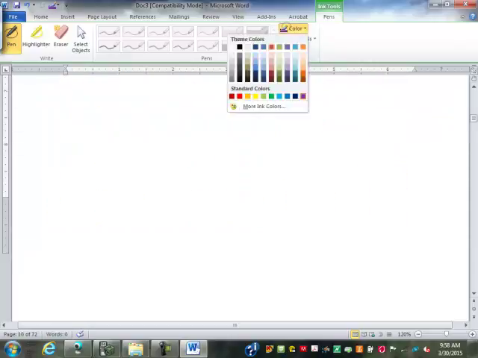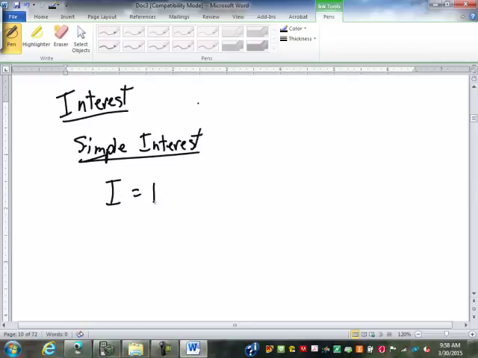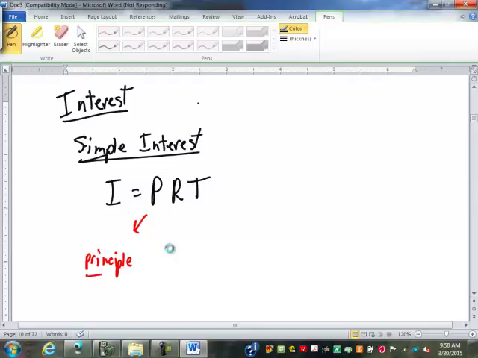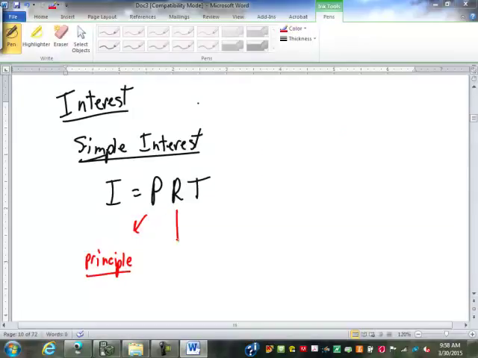Okay, let's switch gears a little bit. Let's talk about interest. We've mentioned interest a little bit before. We're going to talk about simple interest first of all. In simple interest, the amount of interest follows the formula I equals P times R times T, where P stands for the principal, which is just the starting amount. It's the beginning value of whatever you borrowed or whatever you put into an investment or whatever.